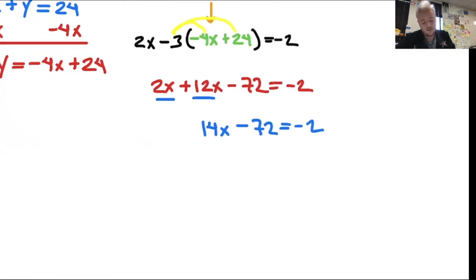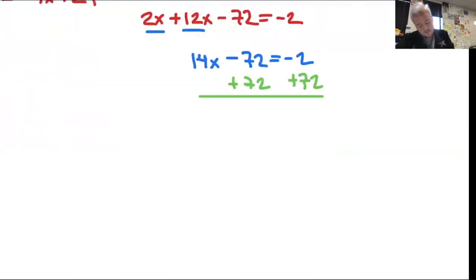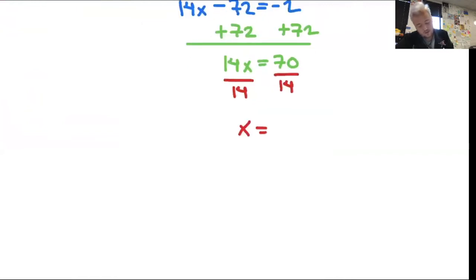All right. Next step, so I'm going to add 72. So 14x equals 70. Now I want to divide by 14. So x is equal to 5.